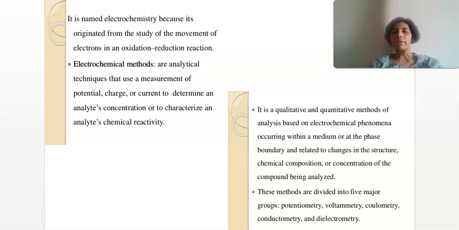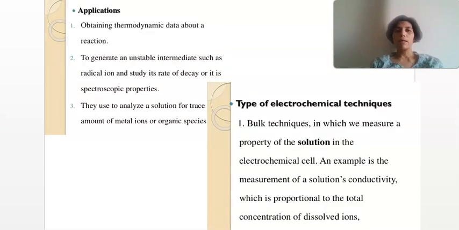So depending on the analysis, you divide them into various techniques, and the 5 major techniques which are used are potentiometry, voltammetry, coulometry, conductometry and dielectrometry. Out of these, we are going to discuss the 3 major techniques: potentiometry, voltammetry and conductometry, as per your syllabus. Now, before going into great detail, let's try to understand what their applications are.